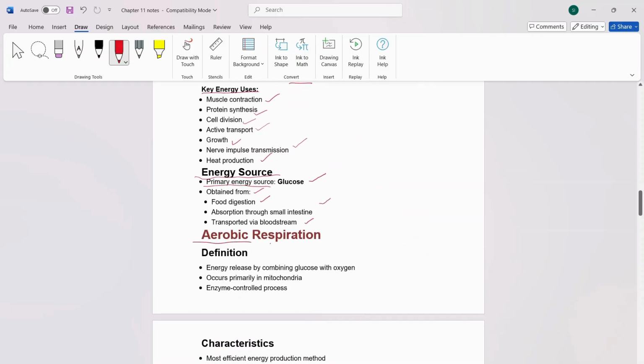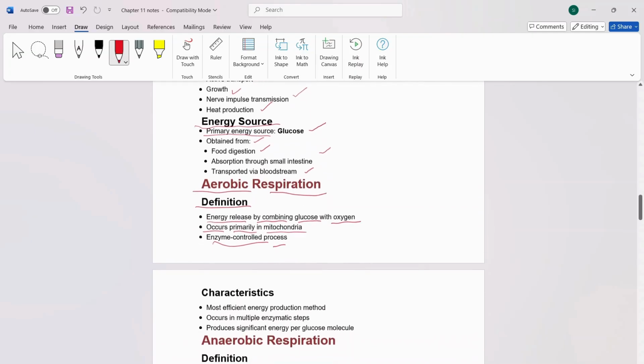Now we have aerobic respiration. The definition is energy released by combining glucose with oxygen, occurs primarily in mitochondria, enzyme controlled process. Its characteristics include most efficient energy production method, occurs in multiple enzymatic steps, produces significant energy per glucose molecule.